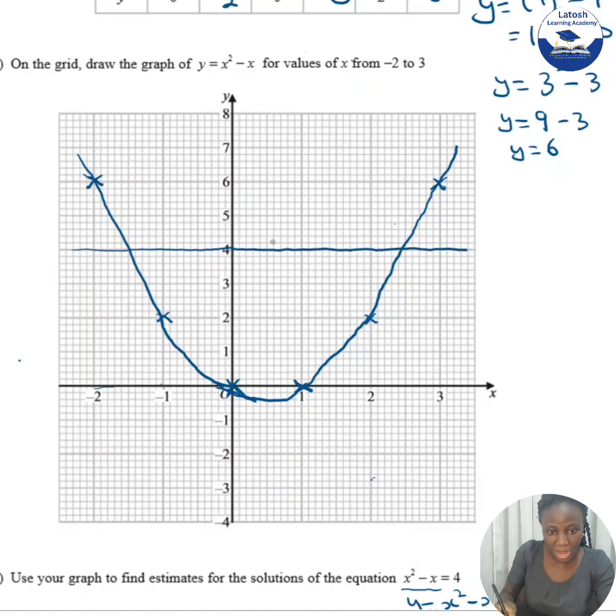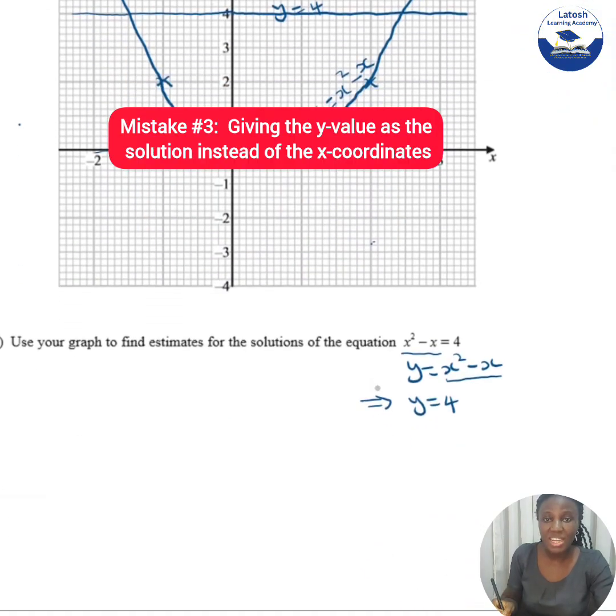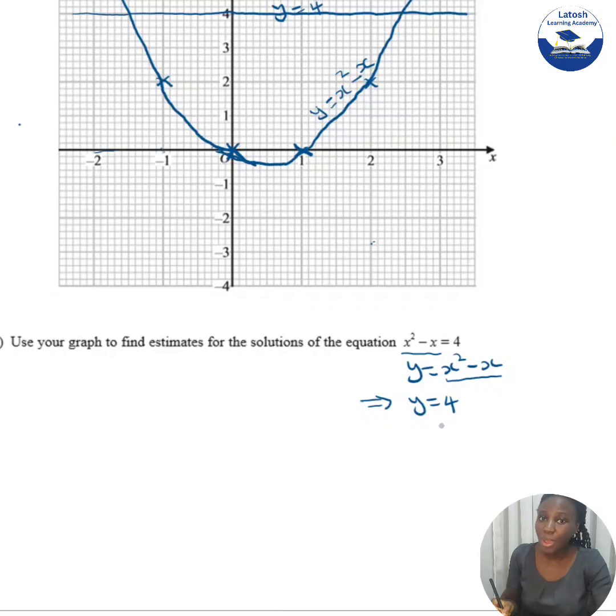So this line is y is equal to 4, and this curve is y is equal to x squared minus x. Now common mistake 3 is to assume the solution here is y equals 4. They are asking for the corresponding values of x when y is 4. So don't assume that, oh, so far you get y to be 4, that's the solution. No, we are going to look for the corresponding values of x, which are going to be 2, because it's a quadratic equation. In a quadratic equation, you get 2 solutions for x.